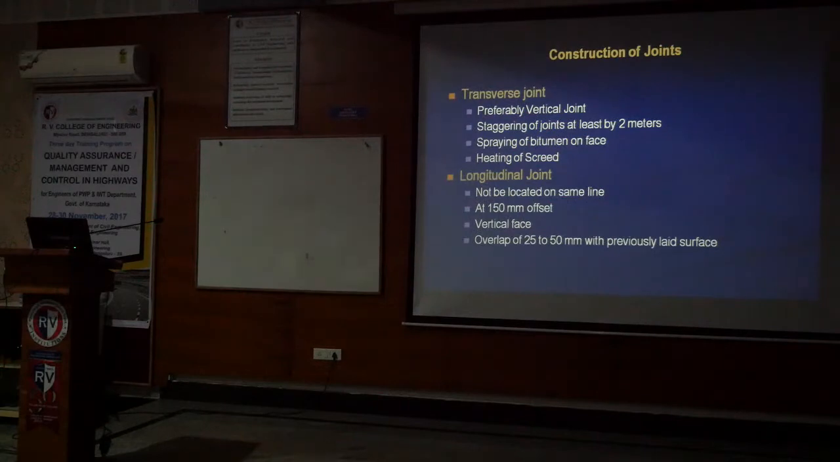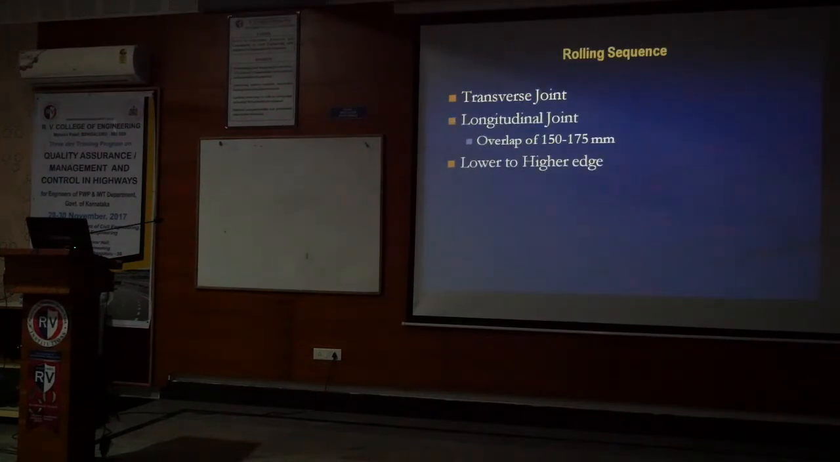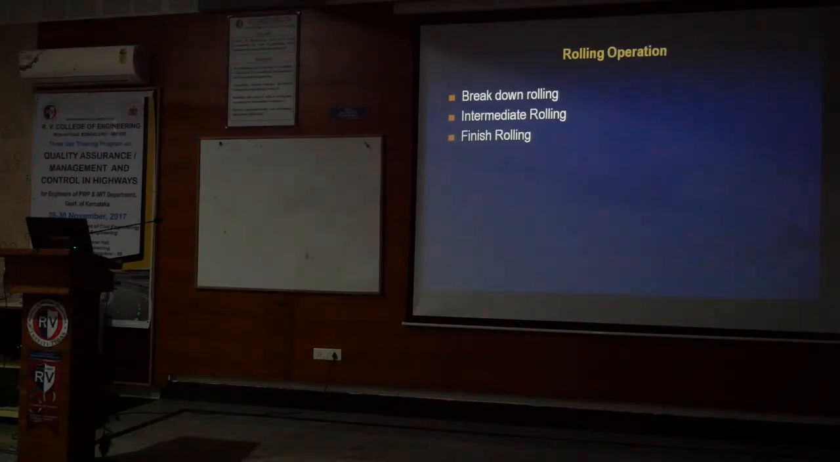So rolling, construction wise, joints should always be vertical. Rolling sequence: first we should roll the transverse joint. Then comes the longitudinal joint. Then comes lower to higher. Sequence: transverse, longitudinal and then lower.